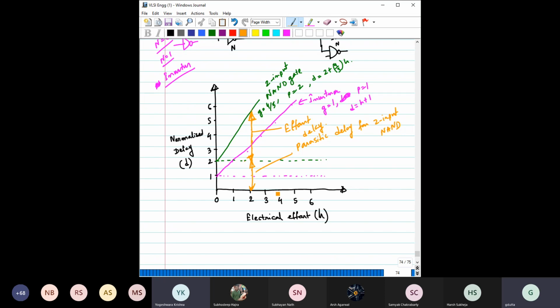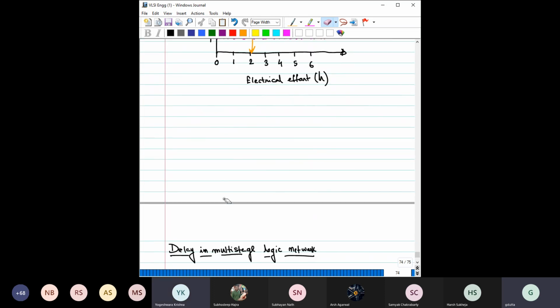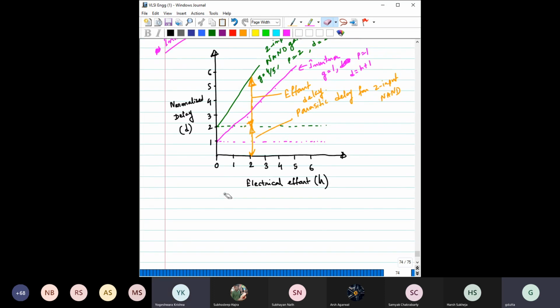So for any H, you can now explicitly find what is the delay, that means what is the parasitic delay. Anyway, parasitic delay, you know that it is always the same for 2 inputs, it is always 2, right? But it's a type of graphical representation. I think it's already 12:53, so probably we cannot continue. Any doubt so far here?